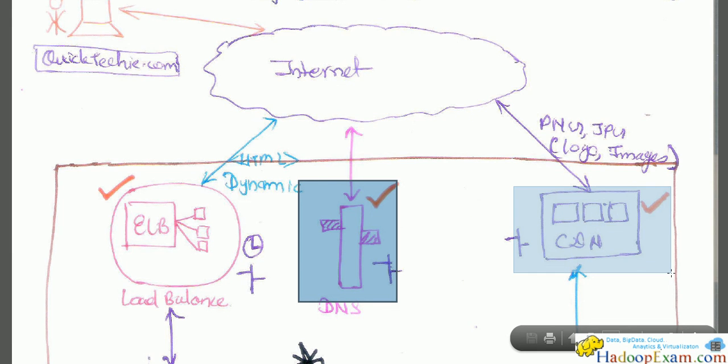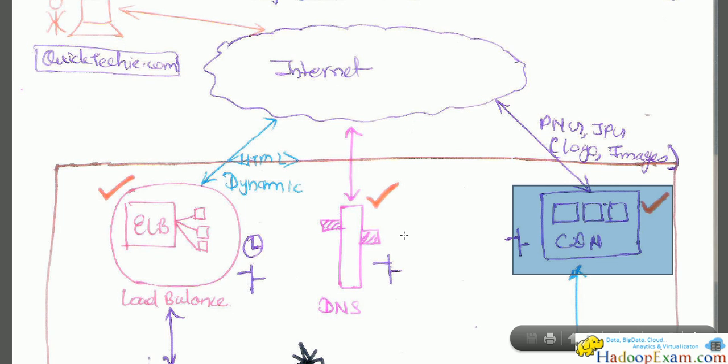Who is going to manage this? You are not going to manage this service. Amazon will manage it for you. All the ones marked with a right click here would be managed by the service. This DNS would be managed by Amazon Web Services.